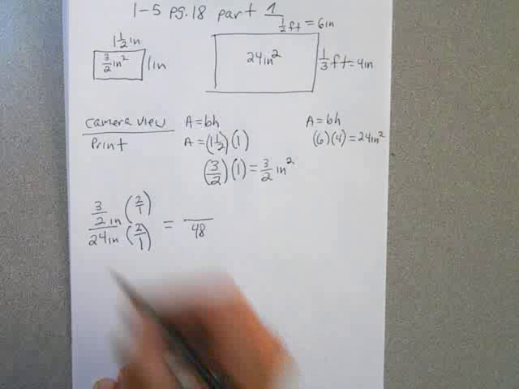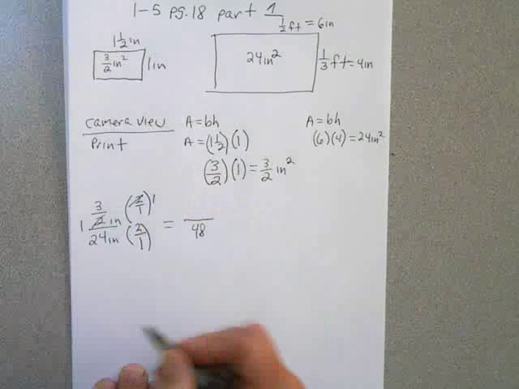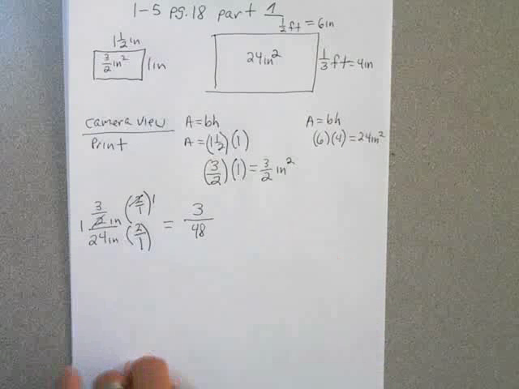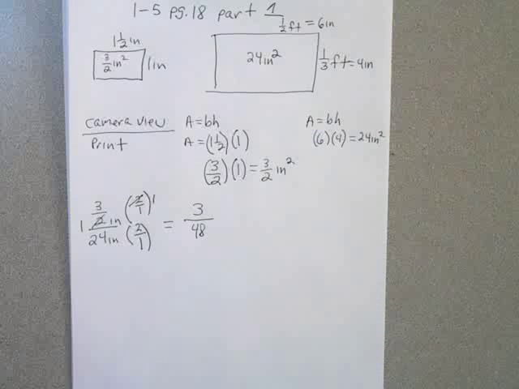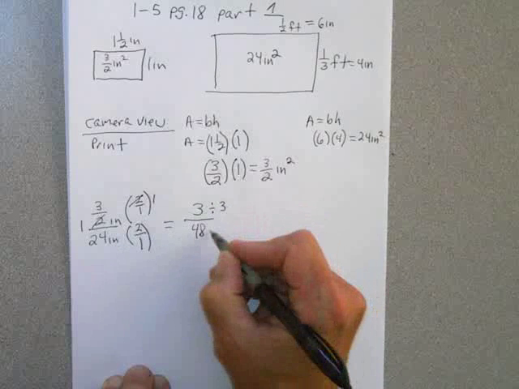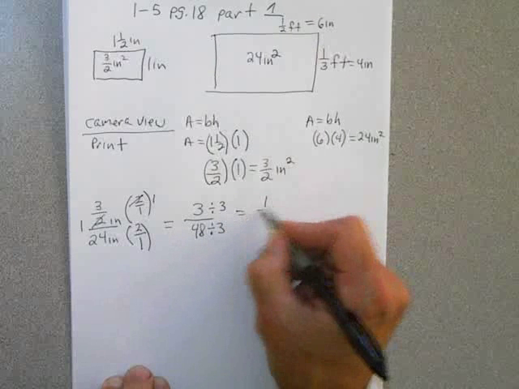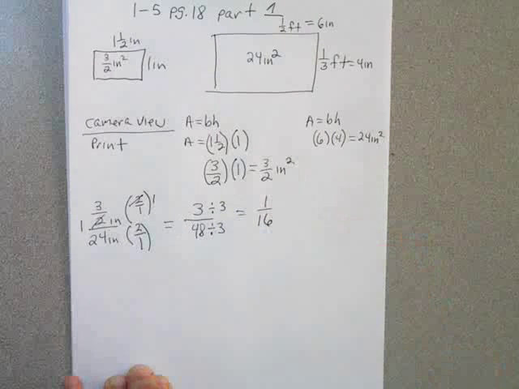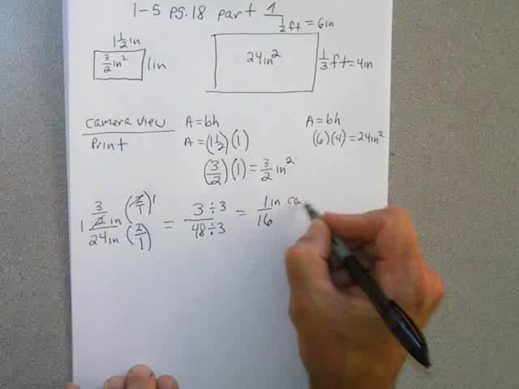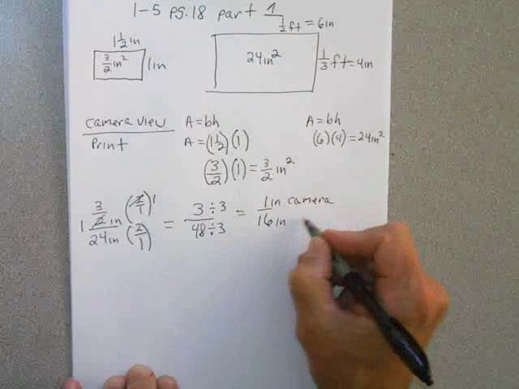Now let's simplify. This 2 becomes a 1, this 2 becomes a 1, and I end up with 3/48. Well, 3/48 can be simplified further because 3 and 48 share the common factor of 3, which means that this simplifies to 1/16. In other words, 1 inch on the camera is the same as 16 inches on the print.